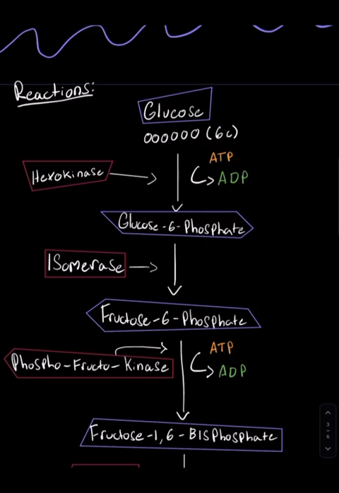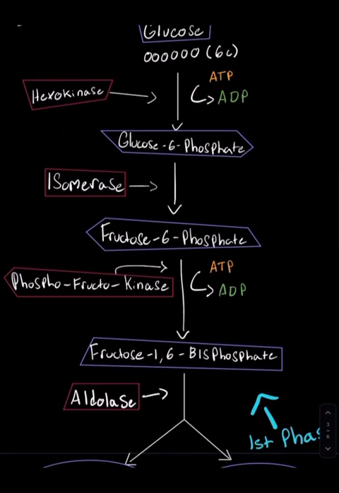So let's talk about the reactions of glycolysis. The first thing is that glucose is converted into glucose 6-phosphate via hexokinase. Hexokinase takes a phosphate from ATP, which turns ATP into ADP, and that allows for the conversion of glucose to glucose 6-phosphate. So we're actually using ATP in this reaction. Right after that, glucose 6-phosphate gets turned to fructose 6-phosphate through isomerase. That's a fairly simple reaction. There's not much going on here.